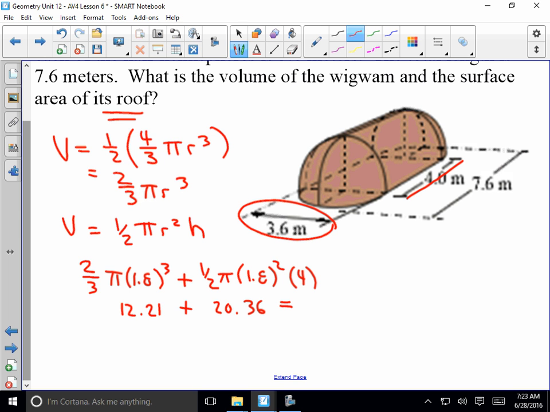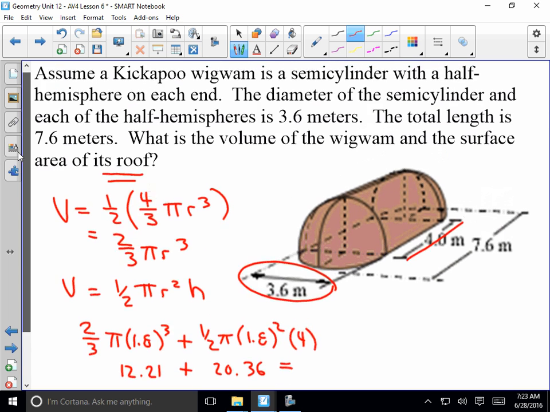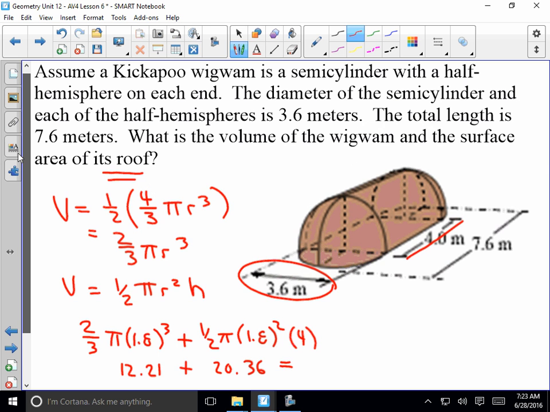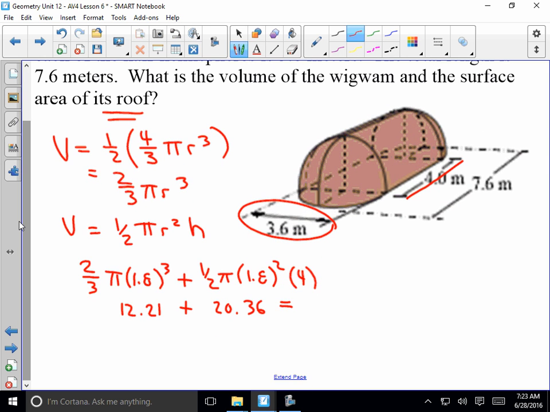Okay, and I think they want it to, well, they don't give us a rounding rule here in this problem, so I'm going to keep it to 2 decimal places just for some accuracy here. So we've got 20.36 plus 12.21. We've got 32.57 meters cubed for our volume. Okay, and then just make sure that you check the rounding rule for any problems in your homework.